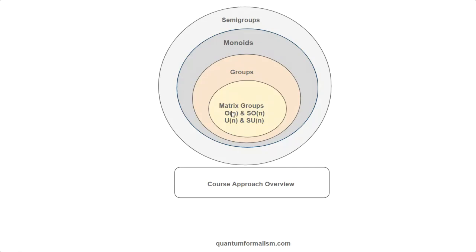For example, the orthogonal group and the special orthogonal group, the unitary group and the special unitary group. These are very important, because they will lead us to the Lie stuff.